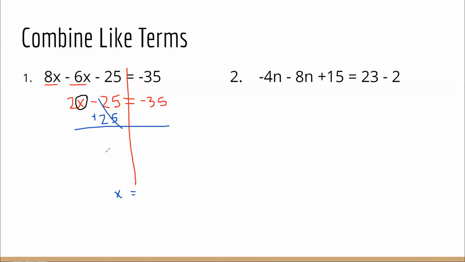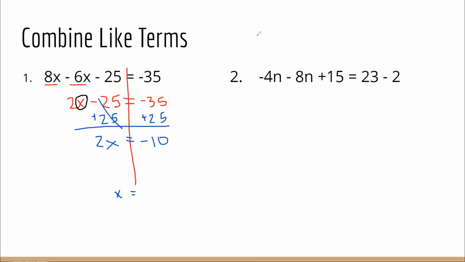When I do that, I get 2x equals, and we still have to add 25, because whatever I do to one side, I have to do to the other. Negative 35 plus 25 is going to leave me with a negative 10.